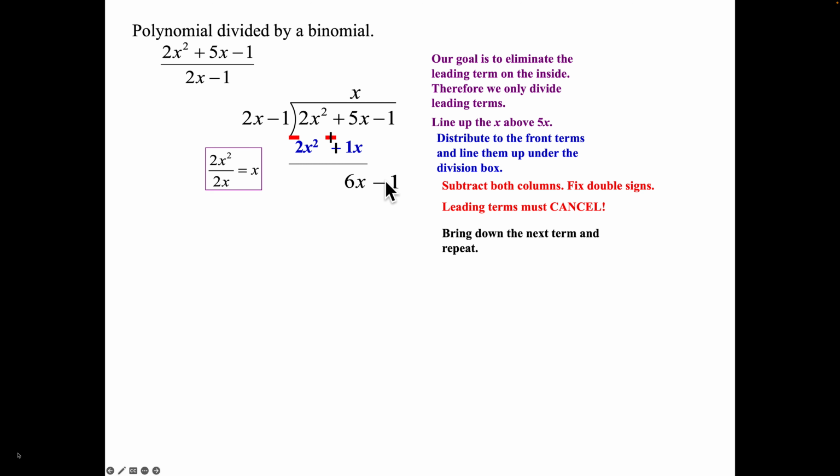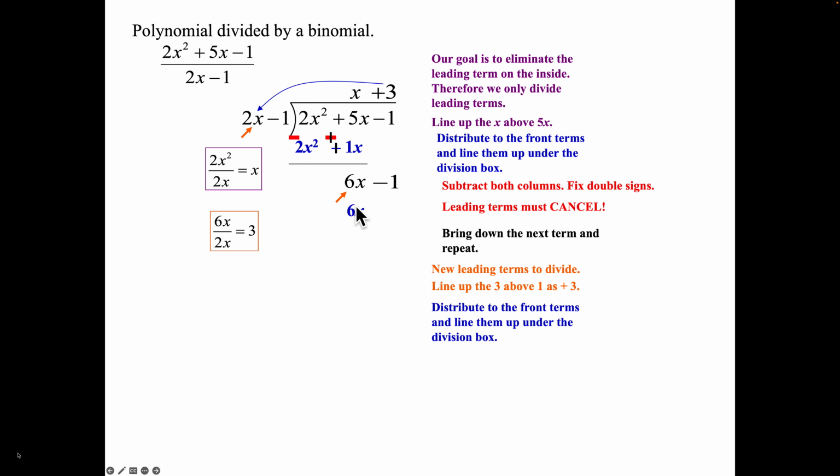Repeat that sequence. New leading term is 6x, divided by this 2x out front. That gives me a 3. Put the 3 as the constant up above the minus 1 as a plus 3. Multiplied to the front, 3 times 2x has to be the same 6x right here. That's a given. 3 times minus 1 is a minus 3. Subtract, subtract. Cancels. Whoops. Negative 1 minus a negative, plus, plus. We get a positive 2.